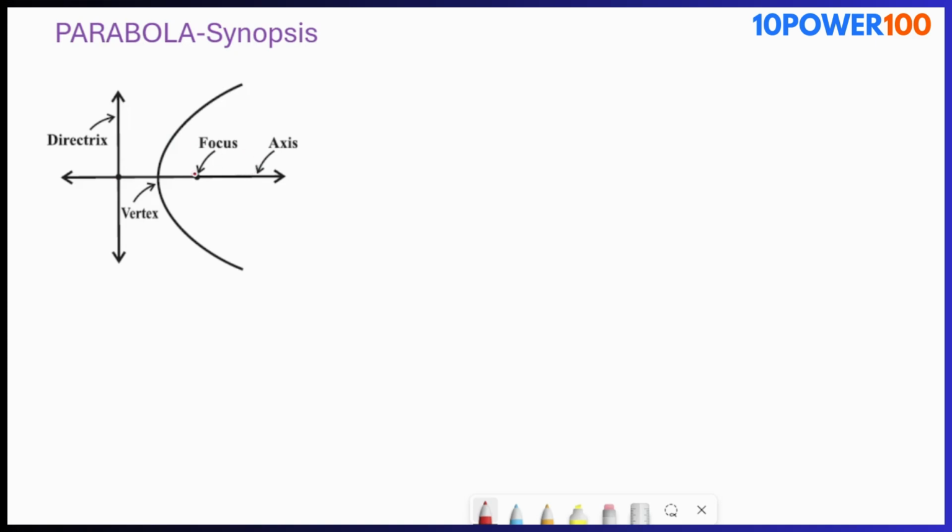First one is the axis. Which axis is the focus on? This is our major point. The focus point is on the x-axis, or the focus point is on the y-axis. So there are four types of parabola, which we will see later. Next one is the directrix, the fixed line that is equidistant from each point from the focus. Next, the base of the parabola is called the vertex.